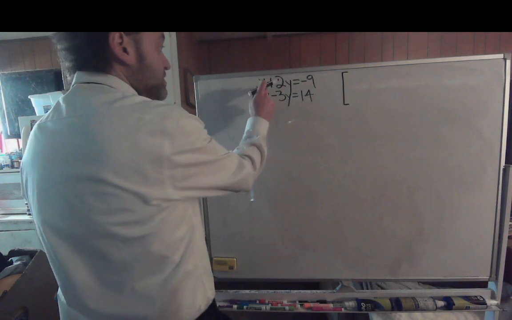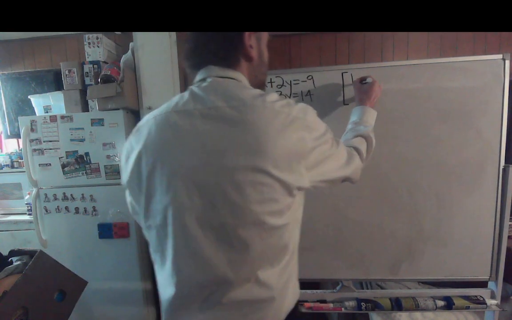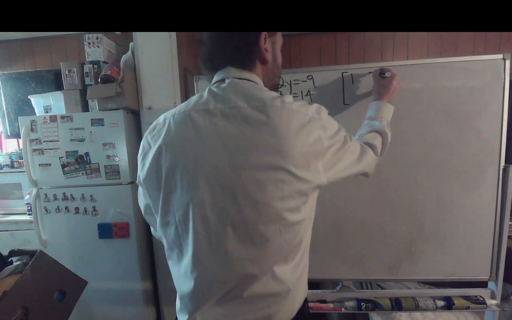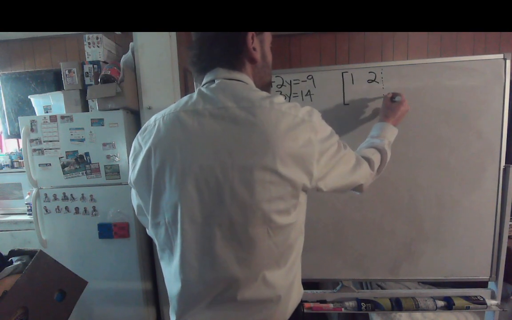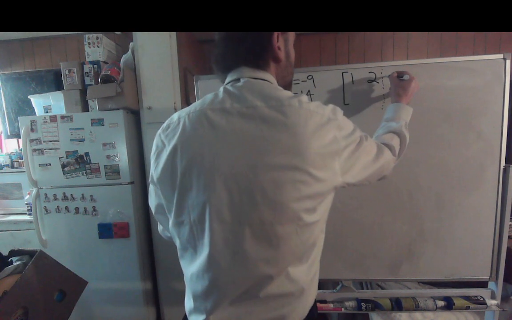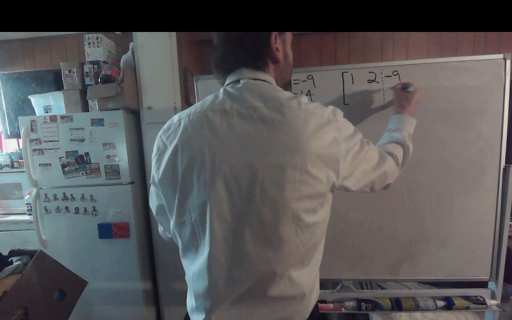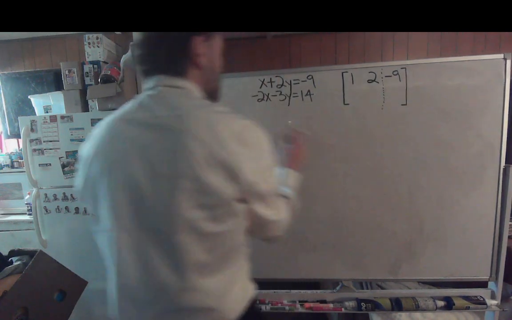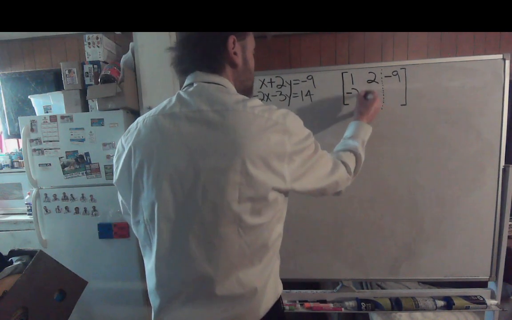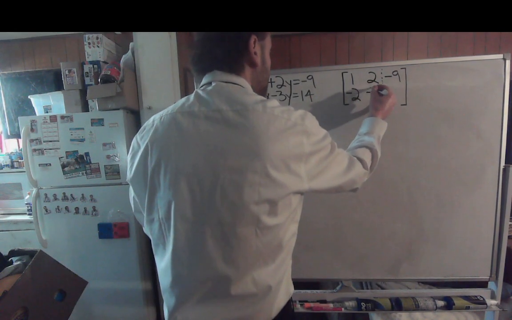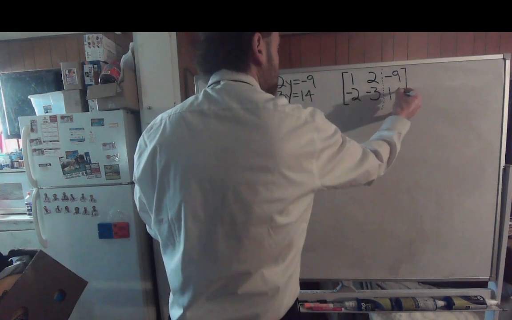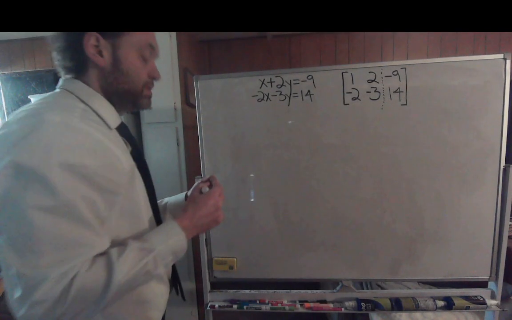So first row we have the 1 on the x, a 2 on the y, and then to the right of the augmented line you'll put that negative 9. Second row, you have a negative 2 on the x, a negative 3 on the y, and then a 14 to the right of the augmented line.